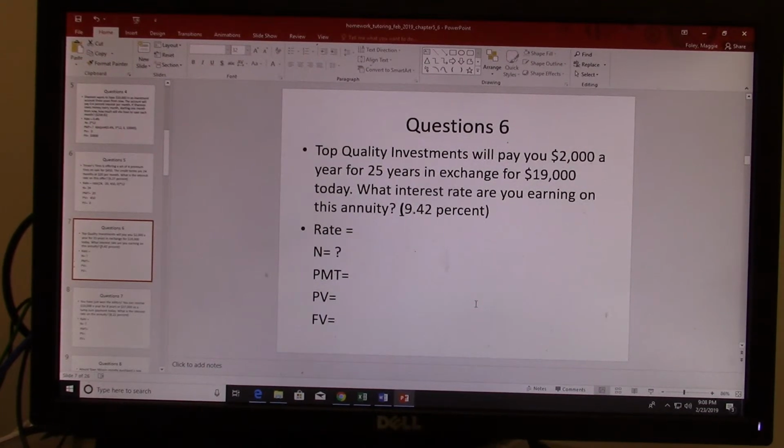Top quality investment will pay you $2,000 a year for 25 years in exchange for $19,000 today. So $19,000 today should be the present value. What is the interest rate you are earning on this annuity?